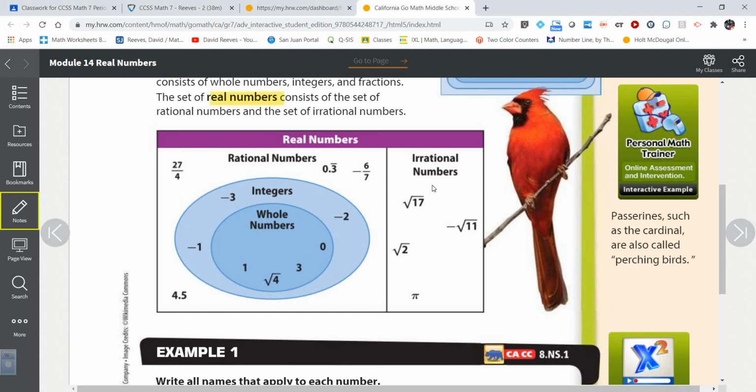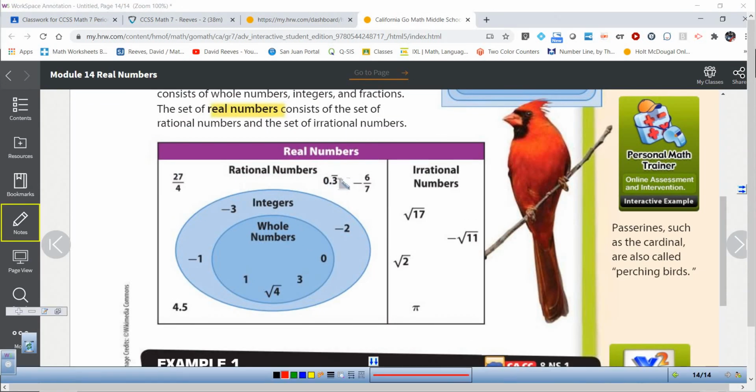Irrational numbers can't be written as a fraction. They're decimals that go on forever and ever and never repeat a pattern. Remember, this one right here goes on forever, but it repeats a pattern. So irrational numbers are non-terminating and non-repeating decimals.